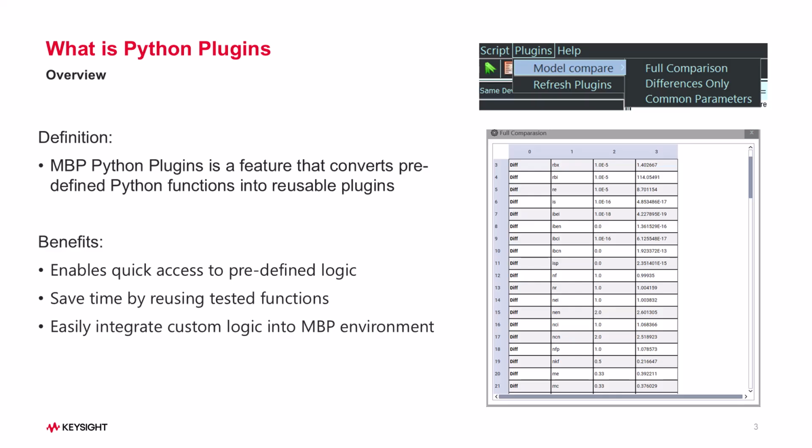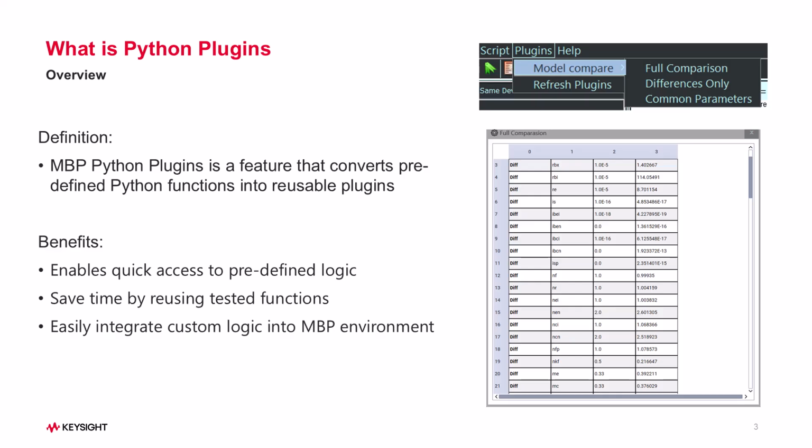This is the feature that converts predefined Python functions into reusable plugins. This compatibility allows you to quickly access predefined logic, easily integrate custom logic into the MBP environment, and save time by reusing tested functions. By leveraging Python plugins, you can minimize repetitive coding and enhance flexibility with MBP, creating powerful tools that simplify building your modeling flow.